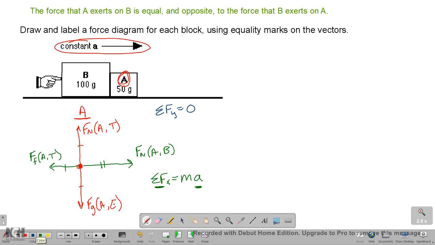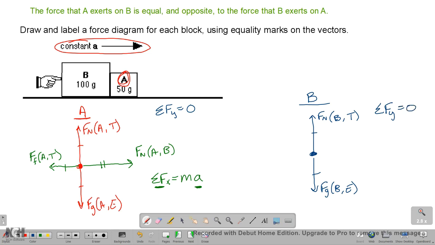All right, let's move over here to object B. Once again, we've got the force due to gravity acting on object B by the Earth. And we have the normal force opposing that, which is acting on object B by the table. These must be equal, which means that the sum of the forces in the y direction is equal to 0. They must be equal because object B is not moving up or down. I kind of left that out, but just to clarify.